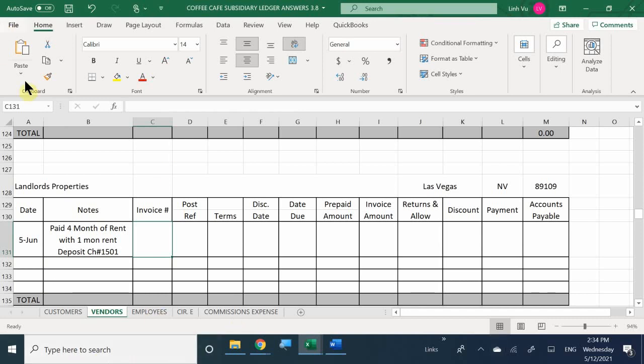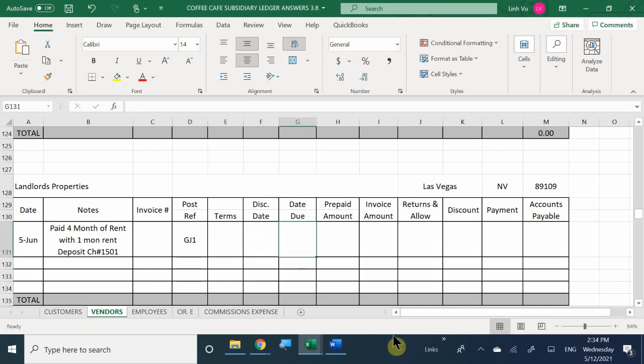Okay. Post reference, once again, is going to be your general journal number 1, because that's where the transaction happened. Now, of course, we're not giving terms because it's a vendor that, it's rent. You don't get discounts for rents. So this portion we're going to skip ahead. Why? We're not going to be giving terms or any discount dates or any due dates, okay?